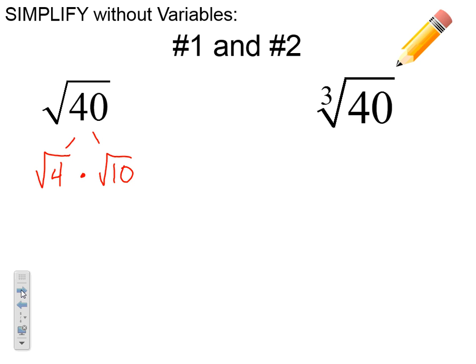Now the square root of 4 is 2. Since we can't break down the square root of 10, we're going to leave it as the square root of 10. And that, ladies and gentlemen, is going to be our answer.